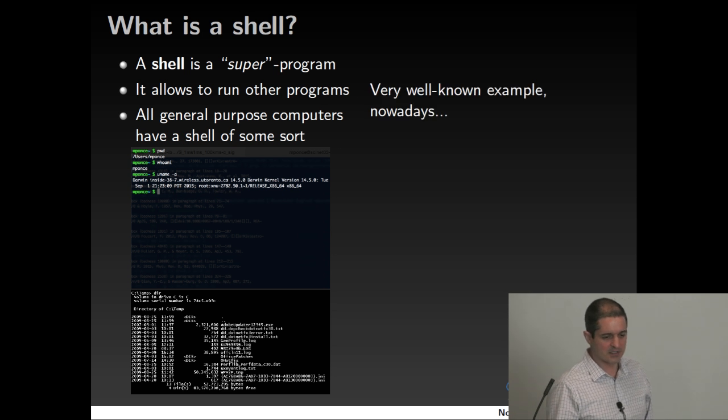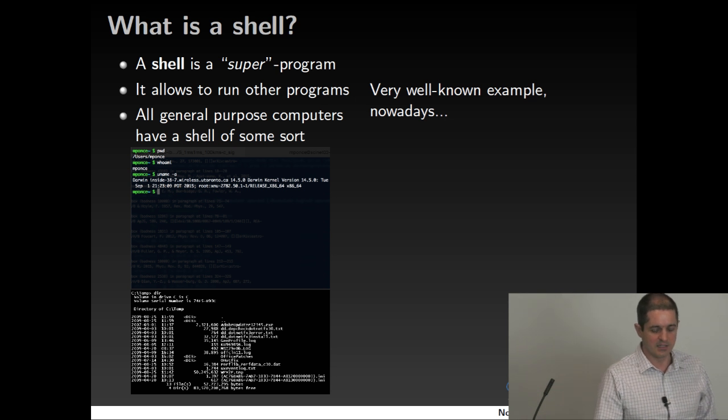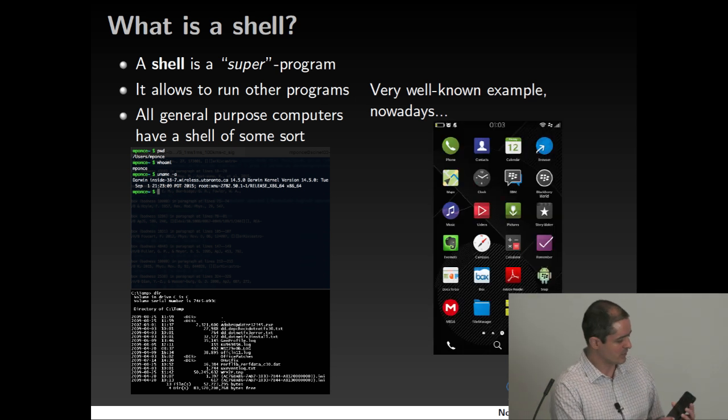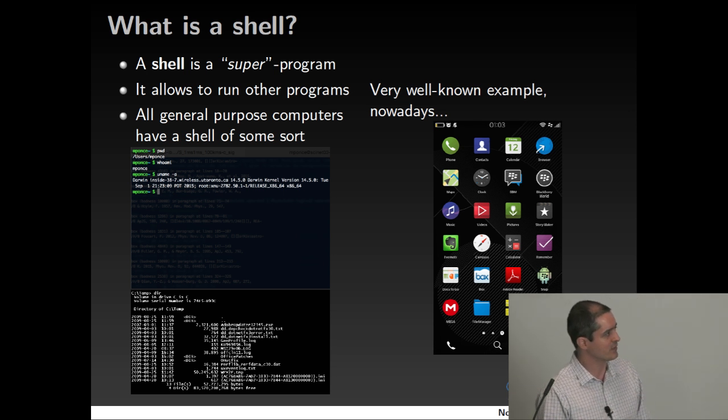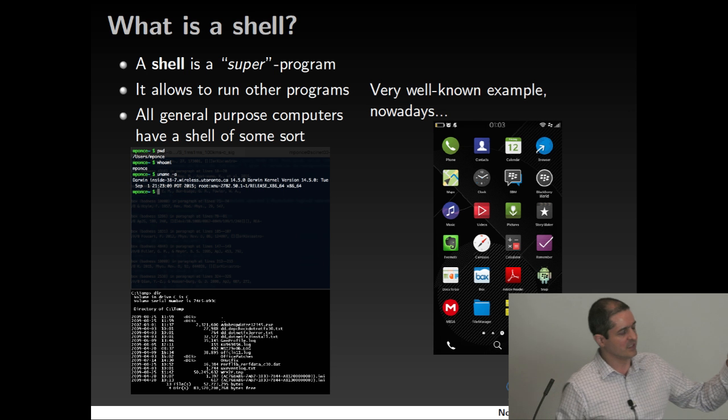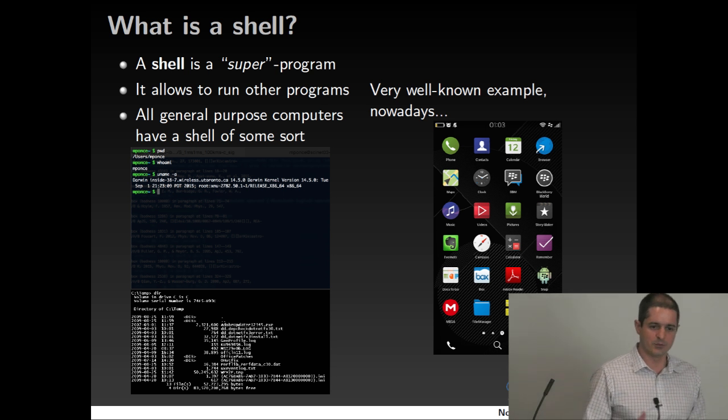But there's also another interface that you're very familiar with. If you look at the main screen of your smartphone, you usually have all these different commands, different programs to be launched as well. So this is some sort of a shell, but it's a graphical shell. It is also called graphical user interface. So you basically tap on the application that you want to use, and the shell will run that application for you, okay?